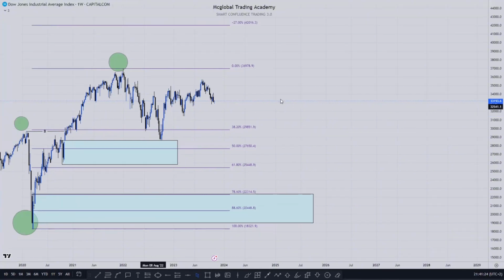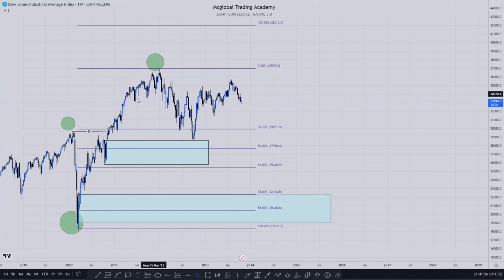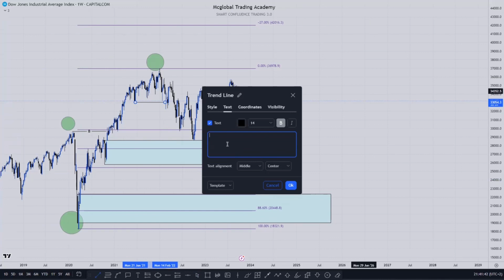So now on the weekly, this was the internal shift of internal structure, right? Shift of internal structure like that, or shift of order flow, which made this a higher high, like this.